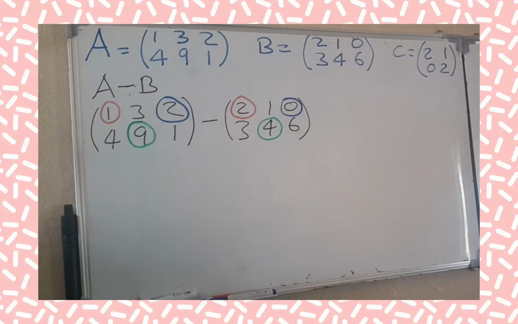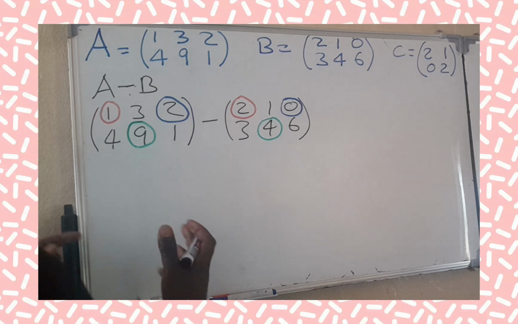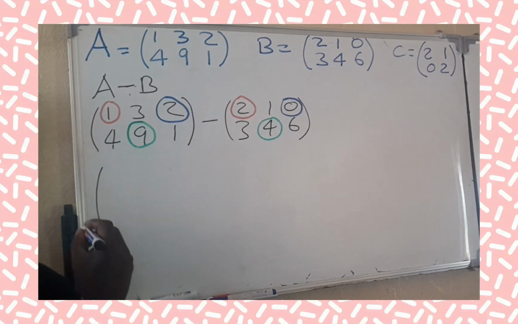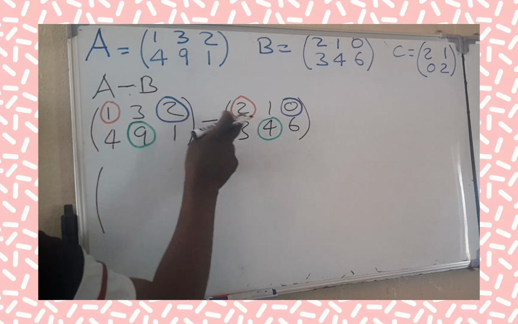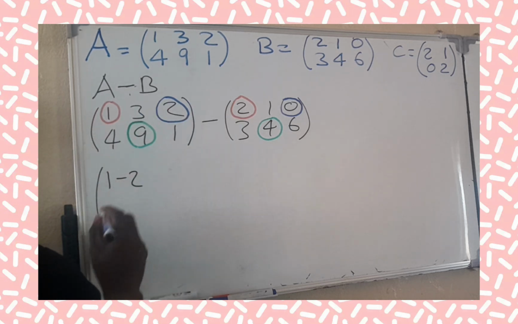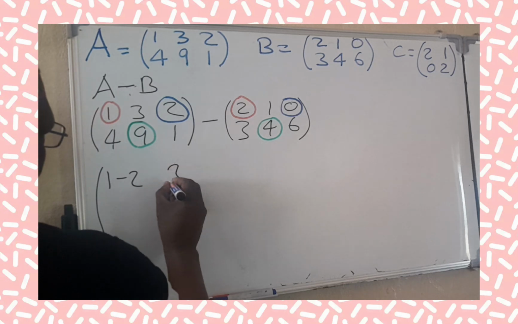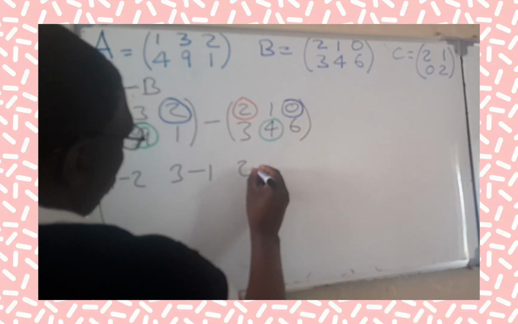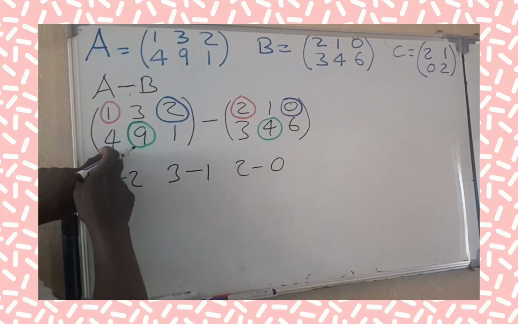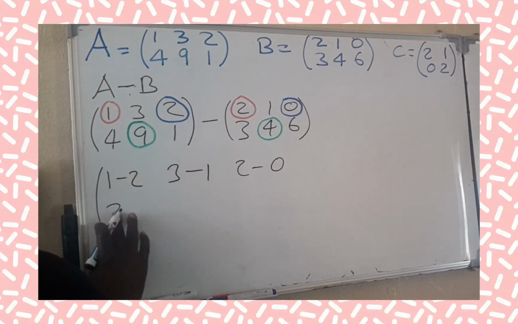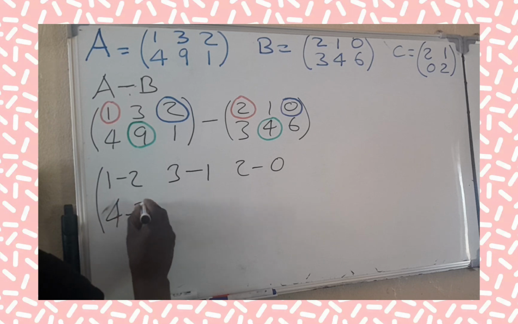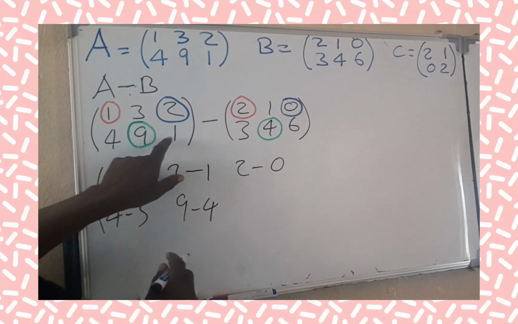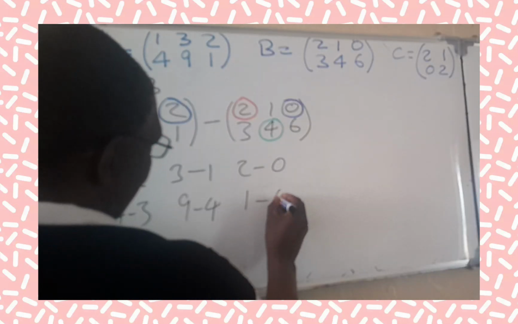Right. Same as before, we have to deal with corresponding elements. Here is our matrix here. The new matrix will be 1 minus 2. And here it will be 3 minus this 1. And here it will be 2 minus 0. And here it will be 4 minus 3. Here it will be 9 minus 4. Here it will be 1 minus 6.